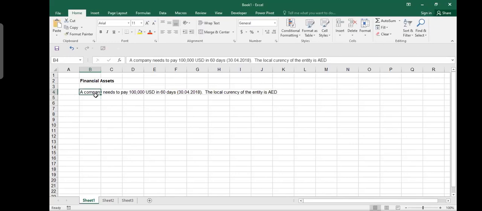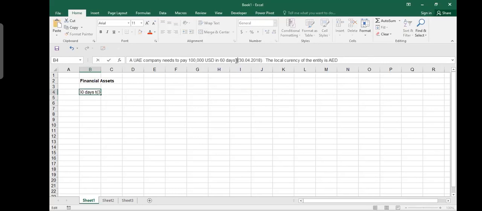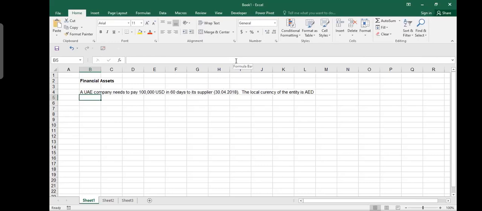So let me call it like this: a UAE company needs to pay $100,000 in 60 days to its supplier. So you have to pay $100,000 in the next 60 days to your supplier because you purchased some goods, and you have to pay it on 30th April 2018. The local currency of the entity is AED.